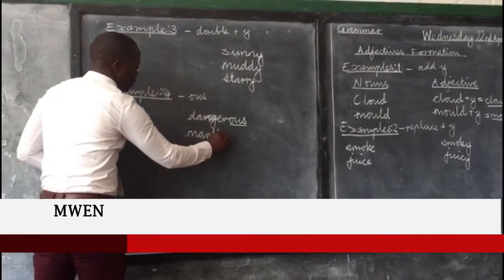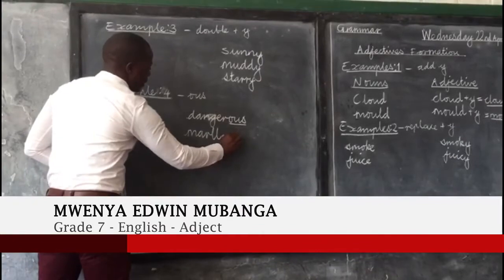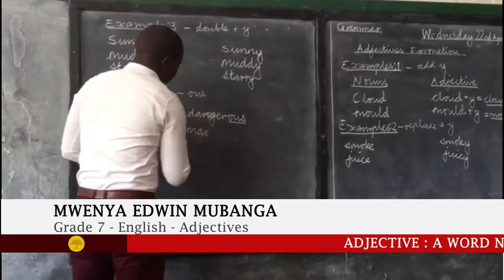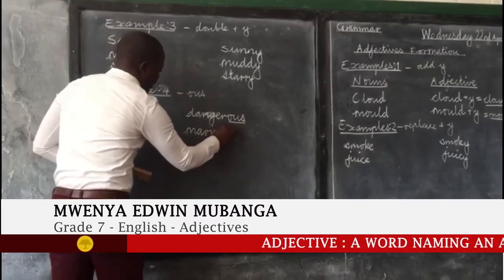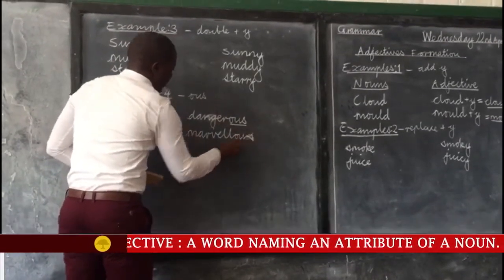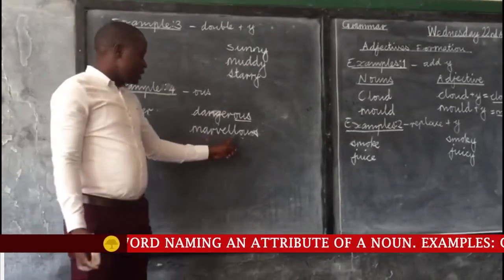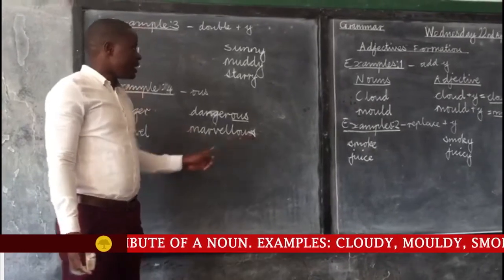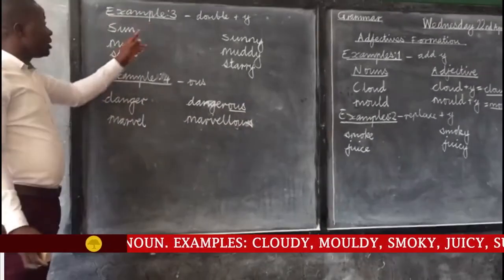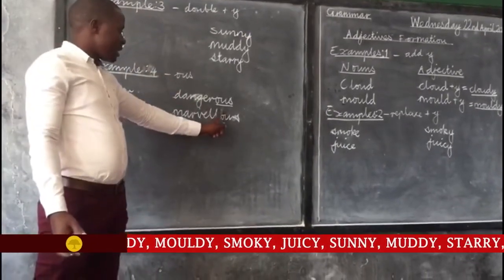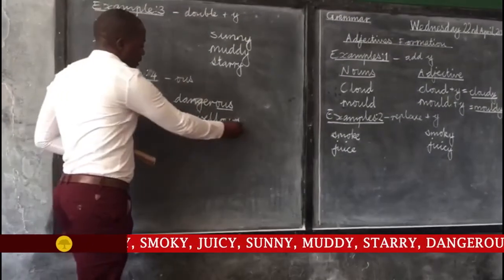Now, something special will happen here in the sense that the word marvelous will have something like this. The last letter here, which is L, is doubled and then we add OUS, meaning that here we have included rule number 3, where we double the last letter and then add O-U-S.